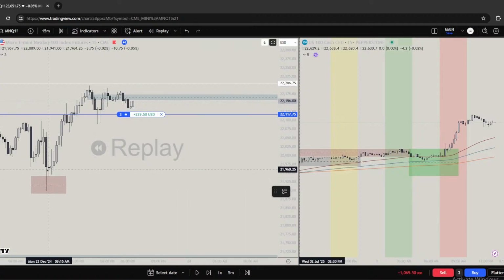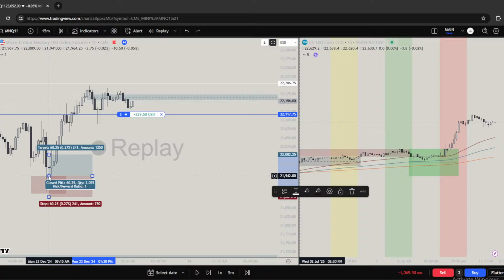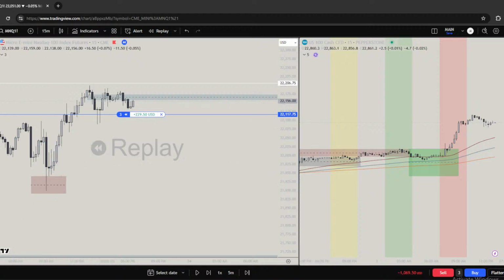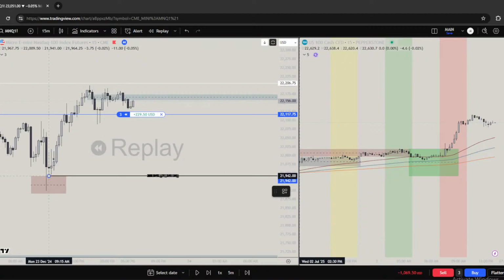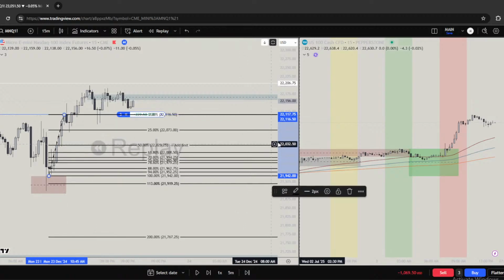I'm looking for the last higher low. Run from that last higher low to this high.